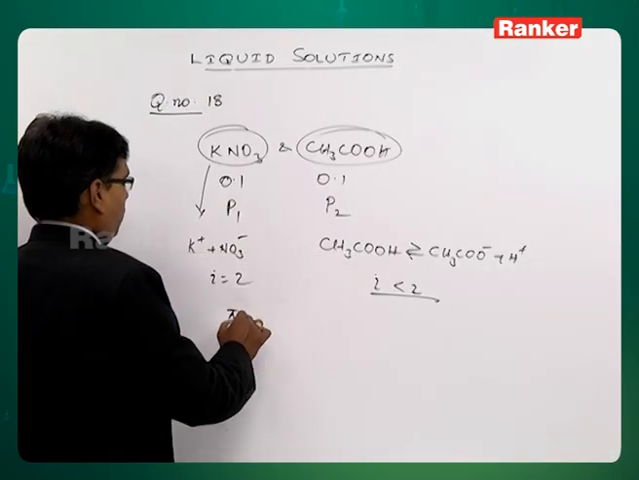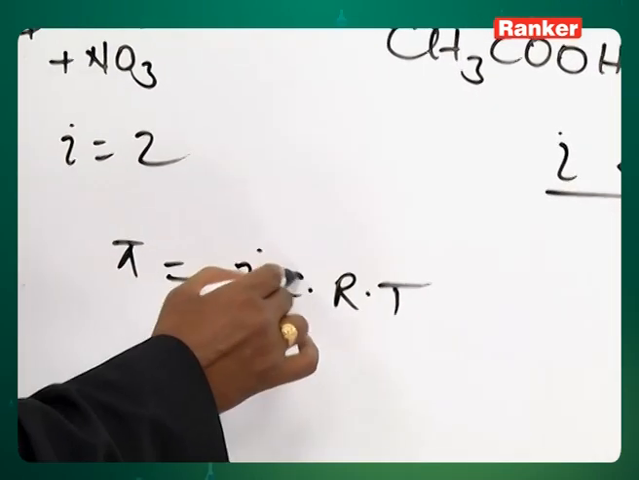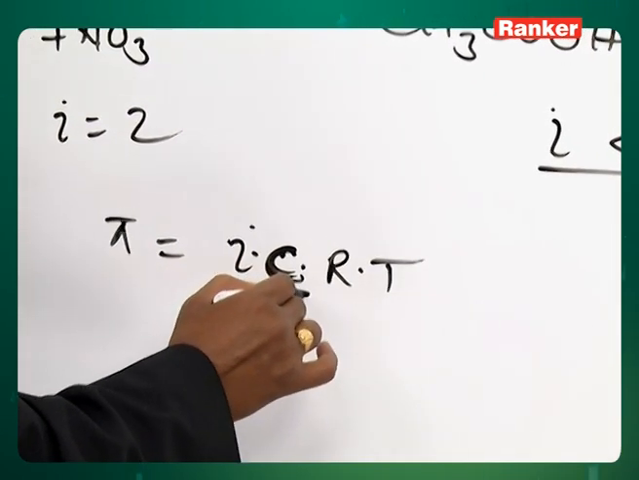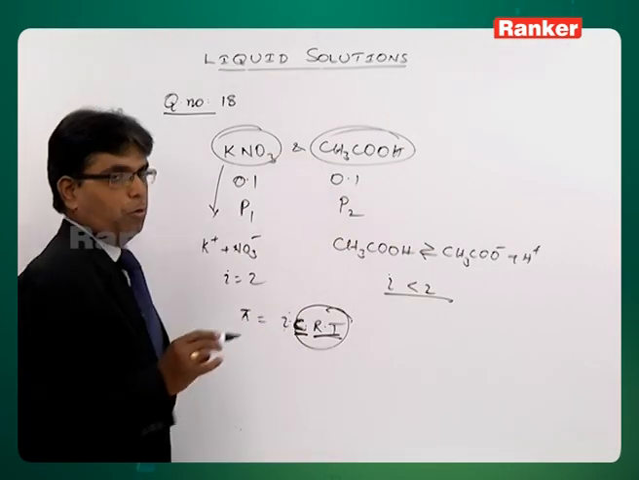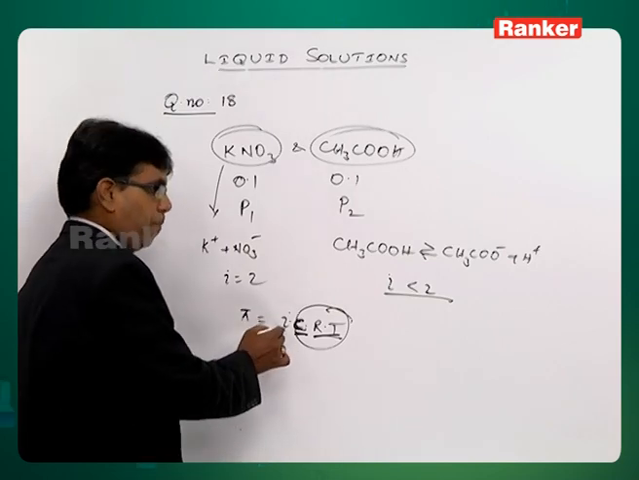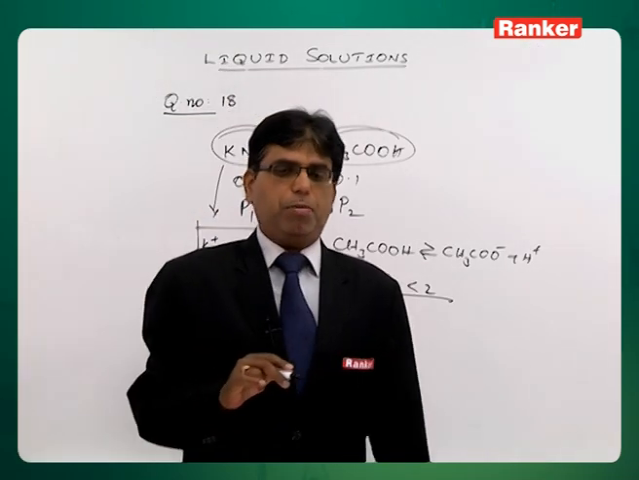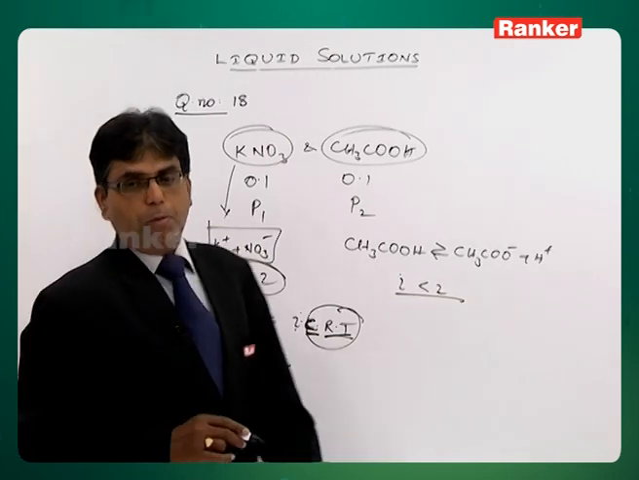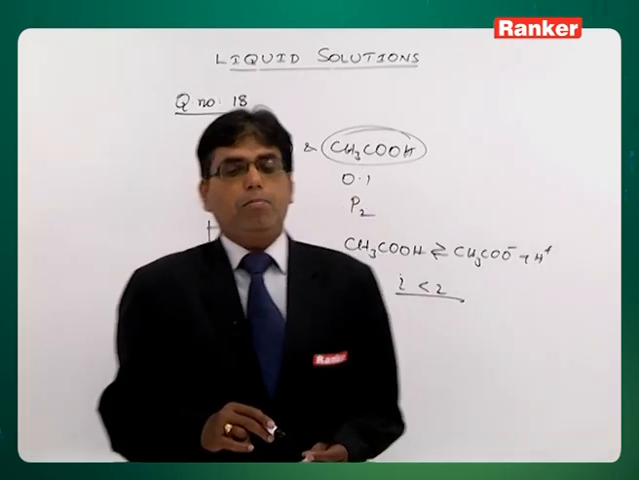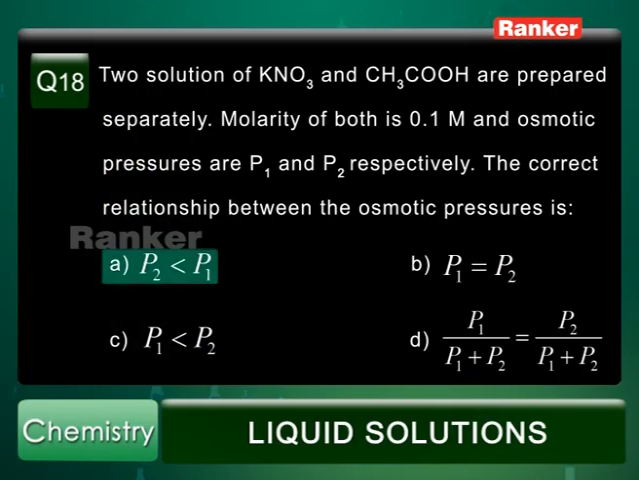So, as a result, when you apply pi equal to i into C into R into T, C is of course 0.1 for both, these two are same. So, this entire factor is same. So, now osmotic pressure is dependent only on i. For whichever case i is more, that is 2 for KNO3, that will have more osmotic pressure. So, P1 must be greater than P2, or P2 is less than P1, should be the answer. So, the correct answer is option A.